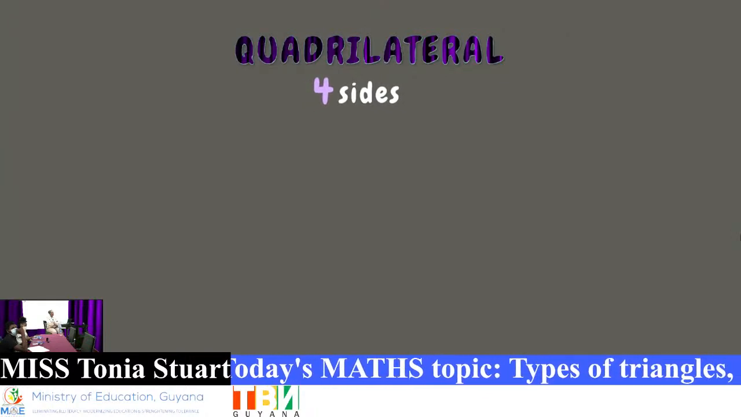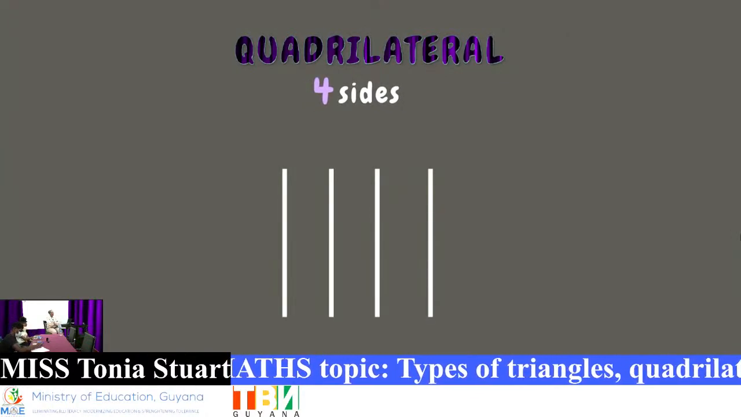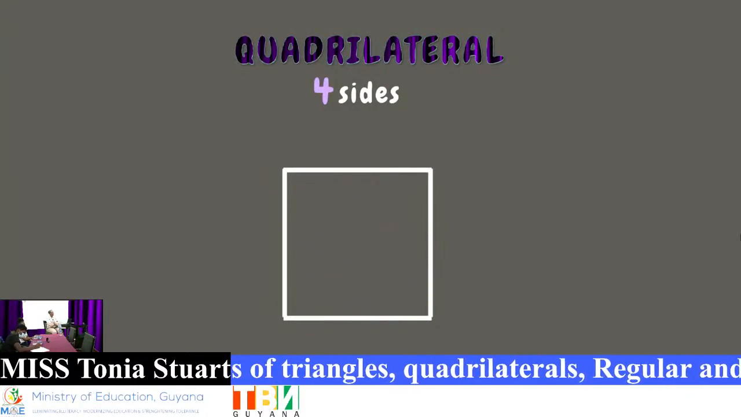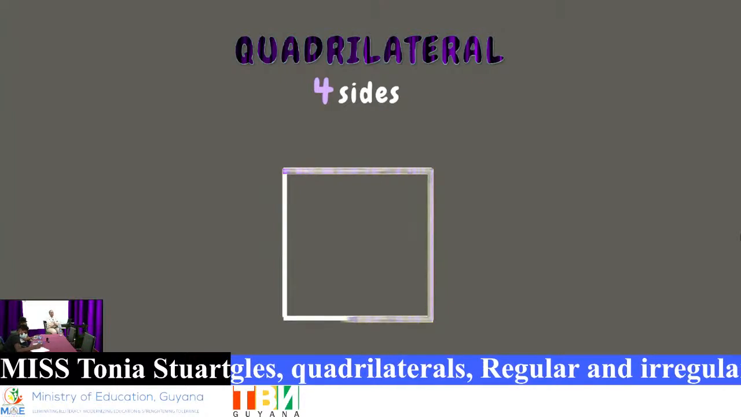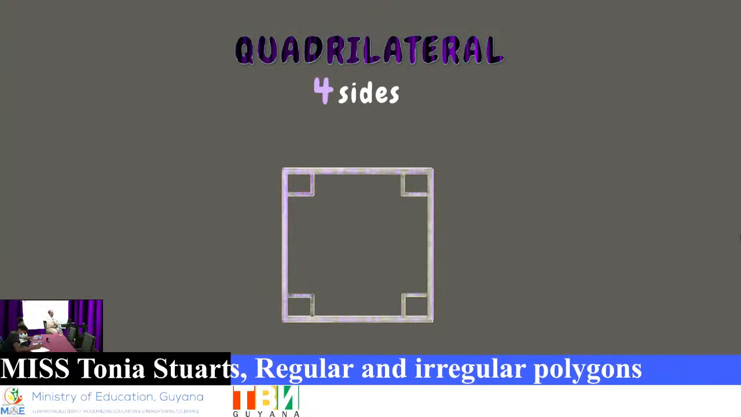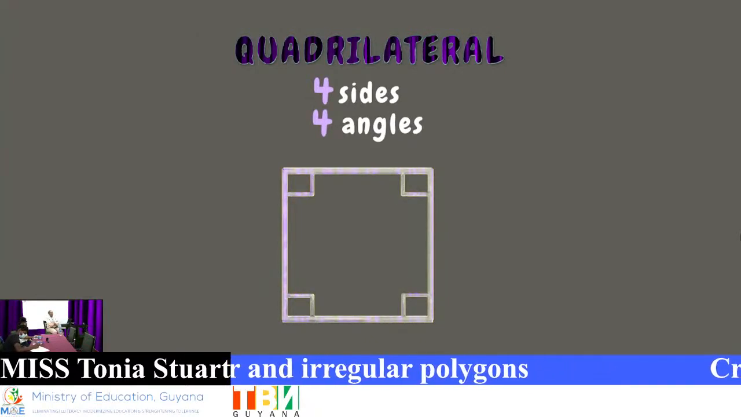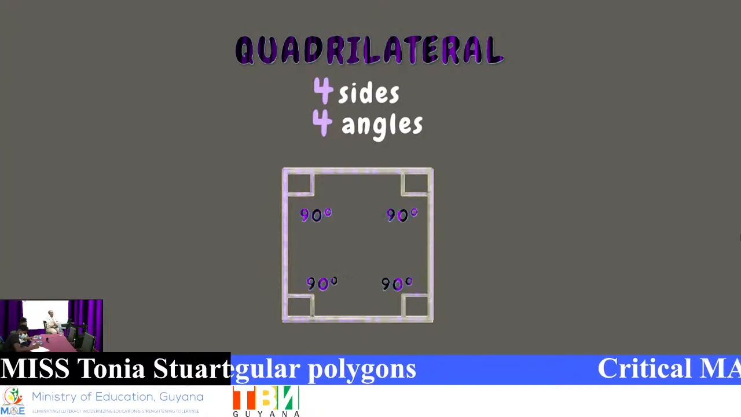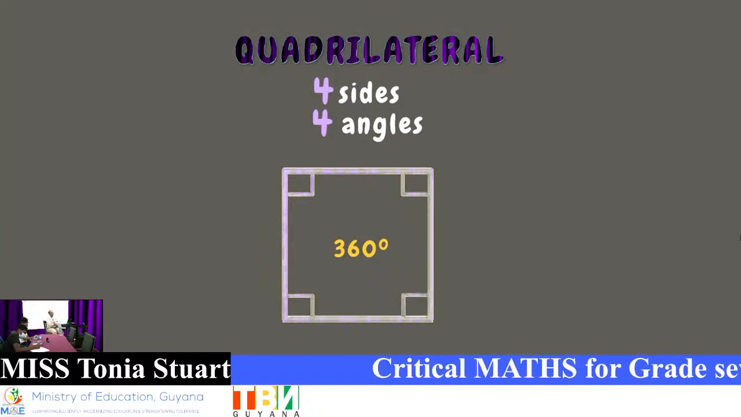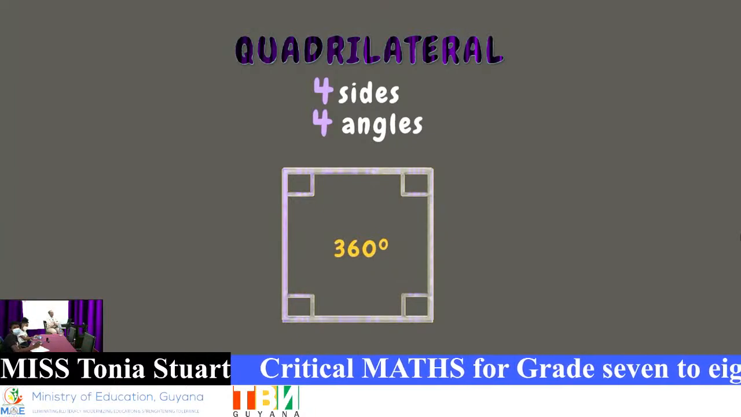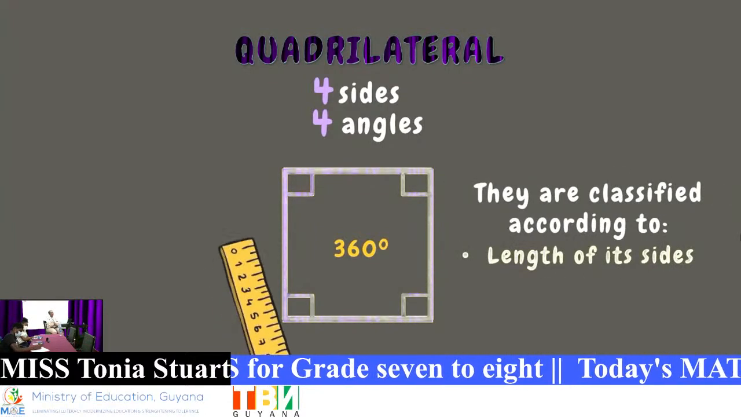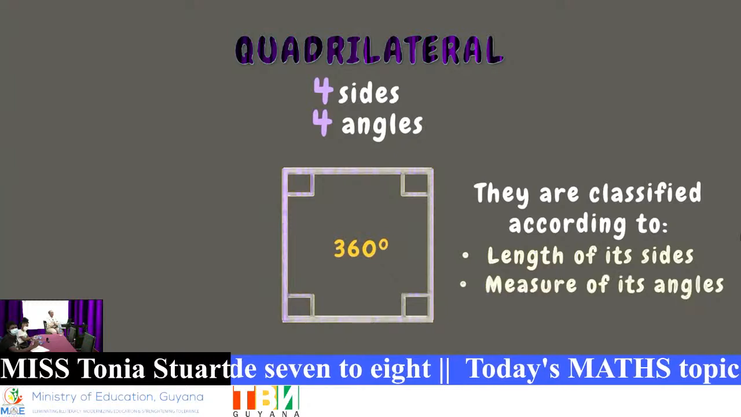For example, we have here 4 line segments. If we combine this to form a figure, we can form a quadrilateral, which we can see this figure has 4 sides. And as we combine these line segments, we also create 4 angles. Here we can see that this figure has 4 right angles or 4 90-degree angles, which total to 360 degrees. Therefore, remember that the quadrilateral has a total of 360 degrees. Quadrilaterals are classified according to the length of its sides and the measure of its angles.